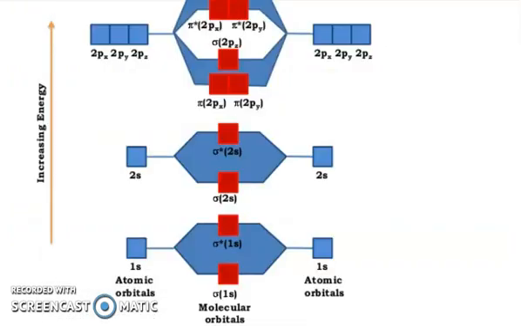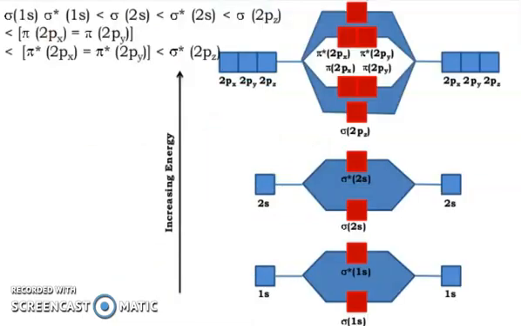So you can see here the atomic orbitals, and in between, the molecular orbitals: sigma 1s, sigma star 1s, sigma 2s, sigma star 2s, pi 2px, pi 2py, and sigma 2pz, pi star 2px, pi star 2py, and sigma star 2pz. For electronic configurations from O2 and above, this graph will follow: sigma 1s, sigma star 1s, sigma 2s, sigma star 2s, sigma 2pz, pi 2px, pi 2py, pi star 2px, pi star 2py, and sigma star 2pz. So this is the order of electronic configurations from O2.